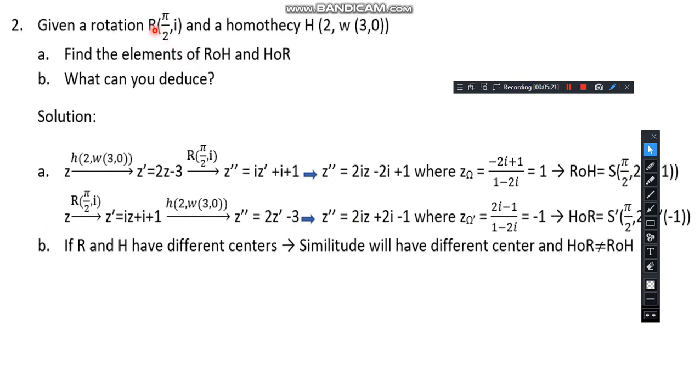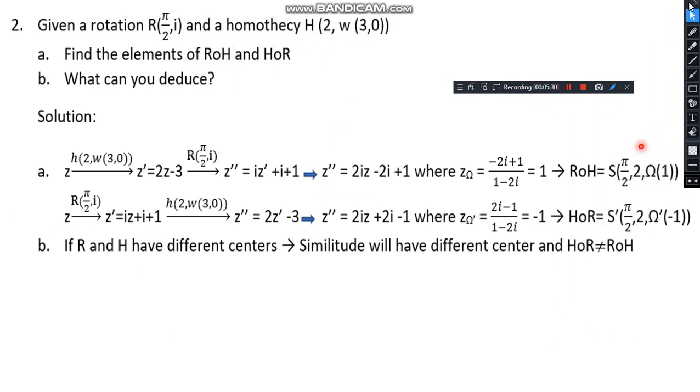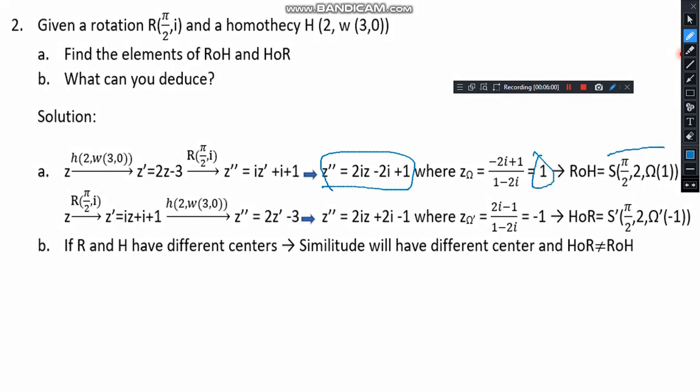Here is an example where rotation and homothety have different centers. You're going to see R rho H is not the same as H rho R. So let us take this example. If you do R rho H, we're going to start first by H, of center omega 3, 0. So you have Z prime equal to Z minus 3. Then if you apply the rotation, you're going to have Z double prime equal iZ plus i plus 1, into 1 minus i. You're going to get i plus 1. If you replace Z prime here, you're going to have Z double prime is this one, and the center here, if you do it, it's 1.